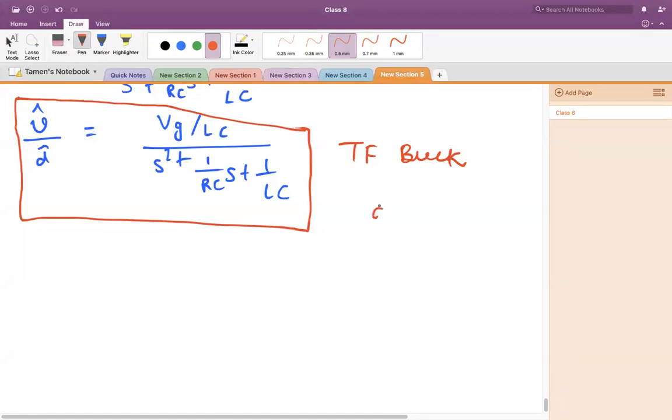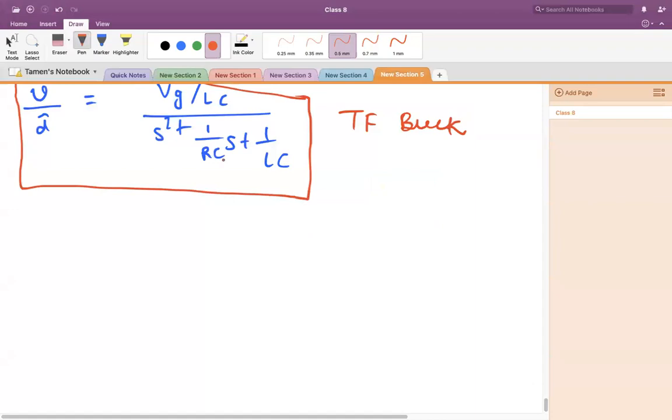Suppose you give a duty ratio of 0.5 and the input VG is 10 volt. You check the output, you will get 5 volt. In MATLAB, you can test. Later on, we'll do these things. I'm just telling you. After the electronics part, we can go to MATLAB and stuff like that.